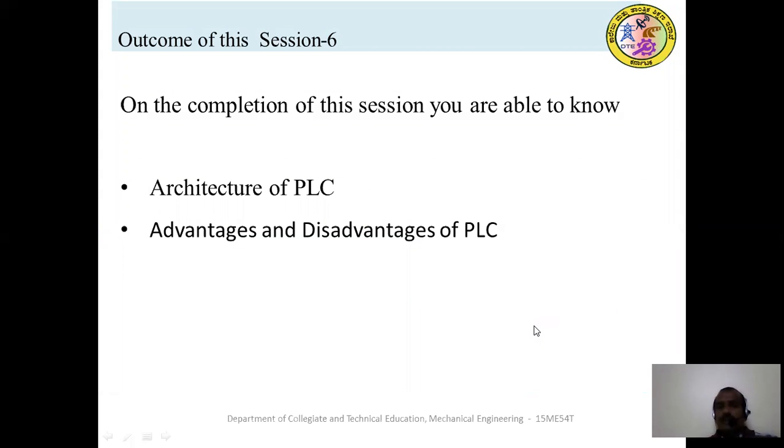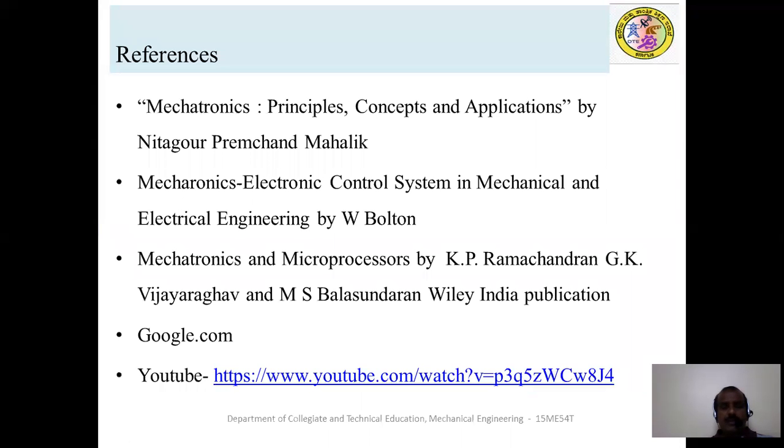So on the completion of this session, the student should be able to know the architecture of PLC and the advantages as well as the disadvantages of PLC. These are the references.